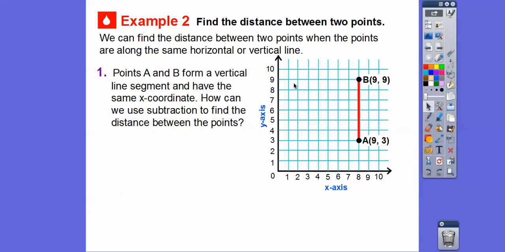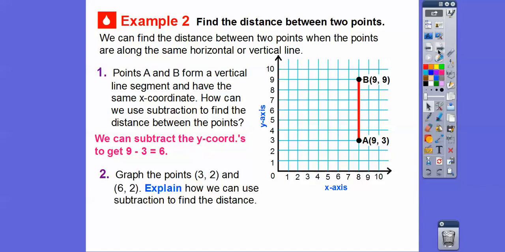Well, let's pretend there was no picture, and they just gave us these coordinates, and we noticed they have the same x coordinates. How would we use subtraction? We just subtract 9 minus 3, and we get that 6. So we can subtract the y coordinates to get 9 minus 3, or 6, and that's what we got from counting. When they have the same x coordinates, we can just subtract the y coordinates.